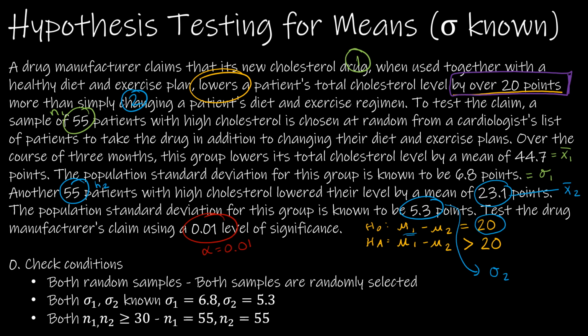Now, we'll go ahead and check conditions together. And then if you would like to skip over all of the handwritten work, feel free to skip forward until you see me working in Excel again. But for this one, again, we're going to check conditions. We are told both samples are randomly selected. We are given sigma 1 and sigma 2. And both N1 and N2 are greater than or equal to 30.